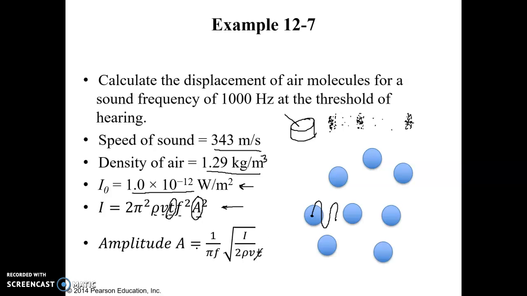So basically what we're trying to do here is demonstrate how small the amplitude of the air molecules are that we can perceive with our human hearing.